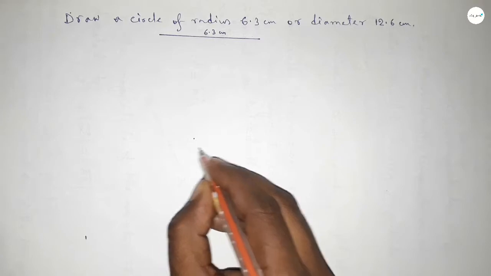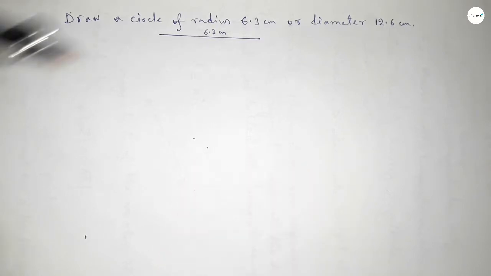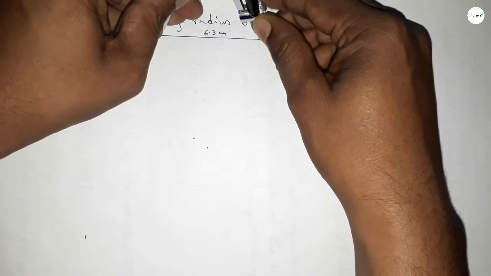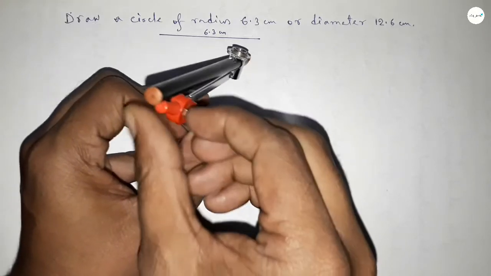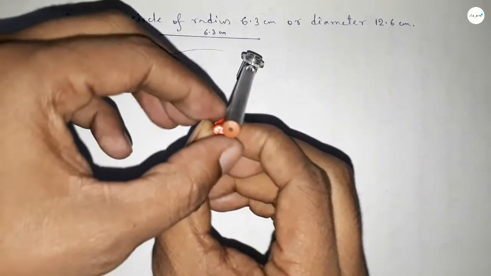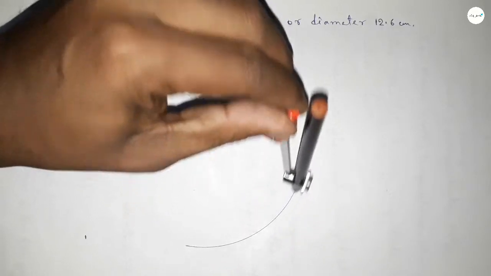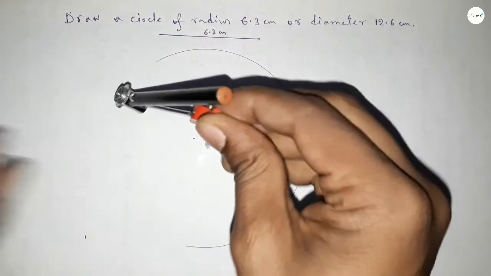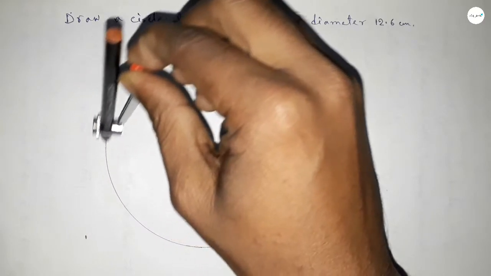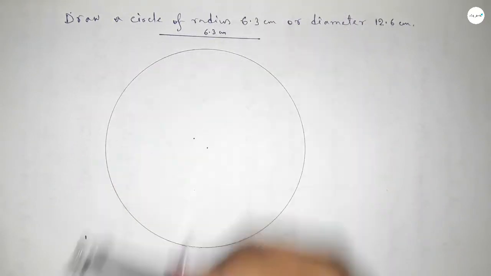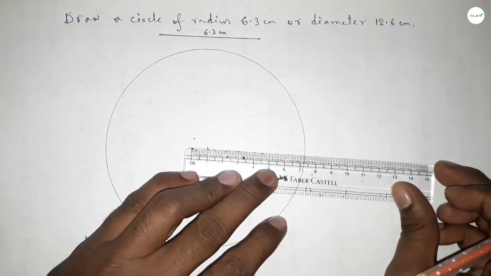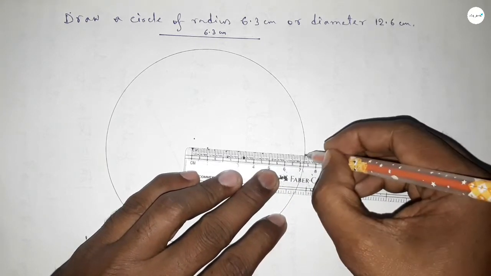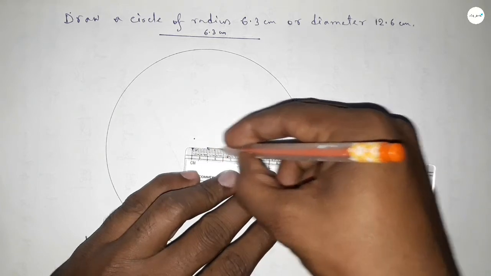Now taking here a point. Okay, now taking the length 6.3 centimeter by using compass by this way and putting the compass on the point. Now drawing an arc by this way, and which represents a circle with radius 6.3 centimeter. Now joining this one, and this is the radius of this circle.